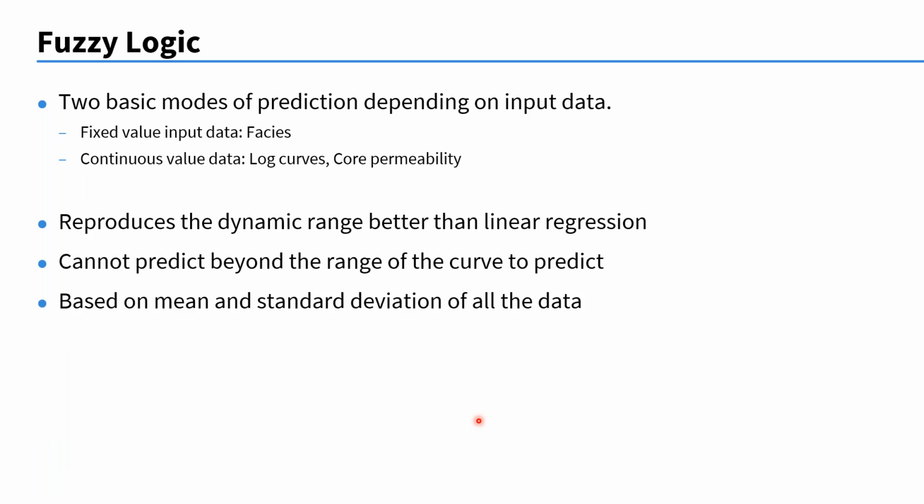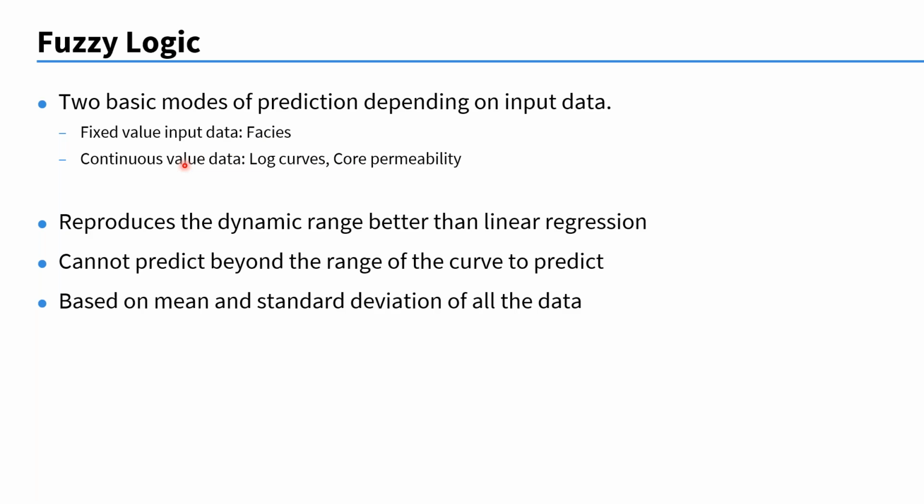There are two basic modes that you could predict with the Fuji logic. You could predict lithofacies and permeability. These two are important when you're trying to understand the sedimentological controls on the reservoir quality distribution, as well as when you're building your input to the 3D modeling. If you want to predict a fixed value, that will be the facies. But if you want to predict a continuous value, that will be things like log curves or core permeability.